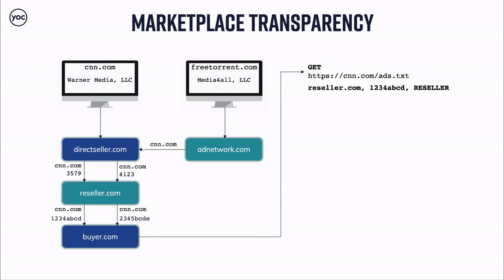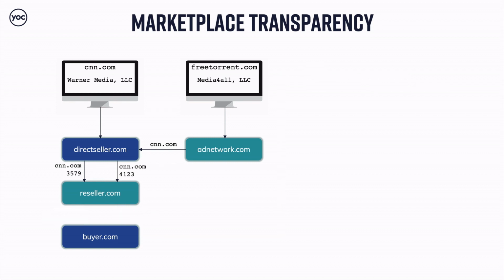In this case, on the buyer side, the first bid request that they received would look absolutely legit. But the second one, which originates from the freetorrent.com website, would probably be rejected, because the 2345 BCDE publisher ID was never found in the ads.txt file at cnn.com. Great job by everyone in the supply chain, except for the shady ad network, whose fraud didn't go through because of the ads.txt file. But things don't always go so well.